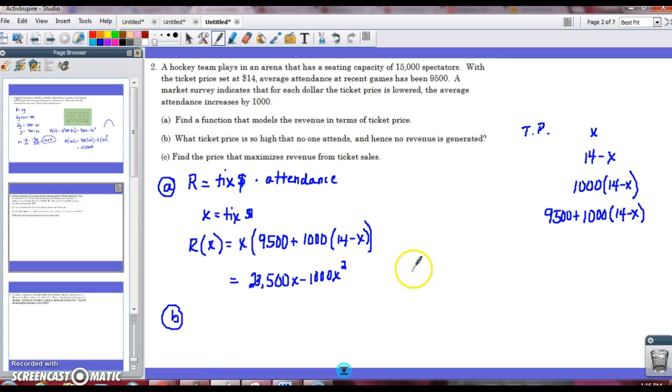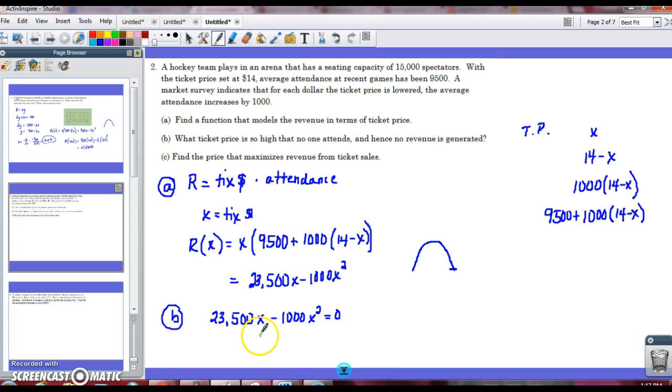Well, again, this is a parabola. If X is our ticket price, we're trying to find where we have no revenue. So basically we're looking for this point here. When revenue is 0, what is X? That's what we're doing. So if we set this equal to 0 and solve it, we have 23,500 X minus 1,000 X squared is equal to 0.